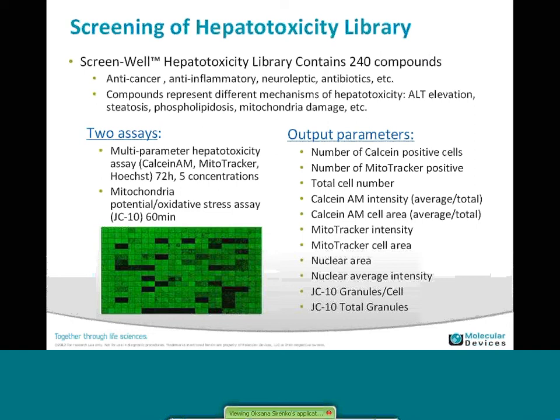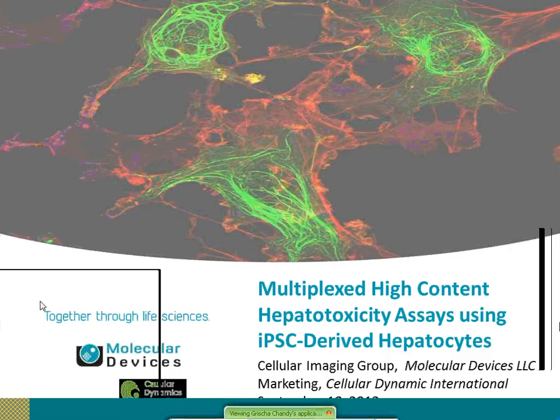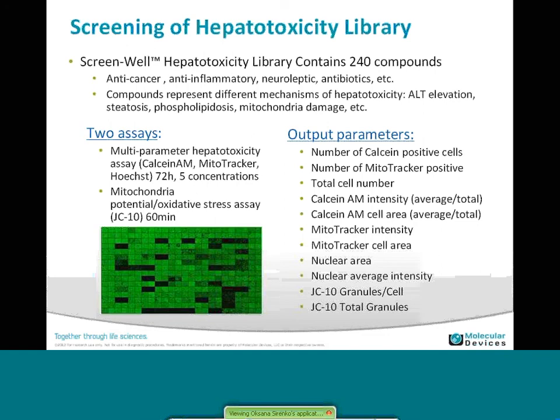Those compounds also represent different mechanisms of hepatotoxicity, such as ALT elevation, steatosis, phospholipidosis, or mitochondrial damage. So we have done this assay using 5 different concentrations up to 100 micromolar. We have used 2 assays: a multi-parametric hepatotoxicity assay, which includes calcein, MitoTracker, and Hoechst, and also a short-term, 60-minute mitochondrial potential or oxidative stress assay using JC-10.